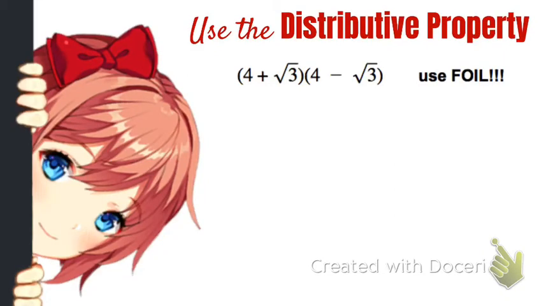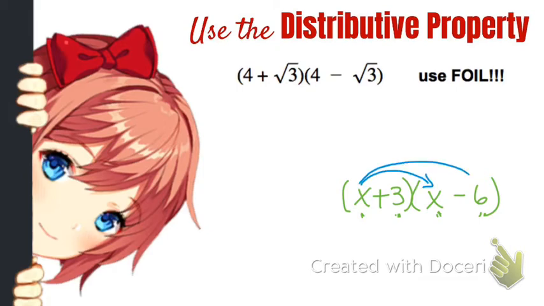So whenever you're multiplying two binomials together, you can use FOIL. So remember, if you had something like x plus 3 times x minus 6, binomials have two terms inside the parentheses. So what you're doing here is you're multiplying the first numbers, the outside numbers, that's the F and the O, the inside numbers, and the last numbers.